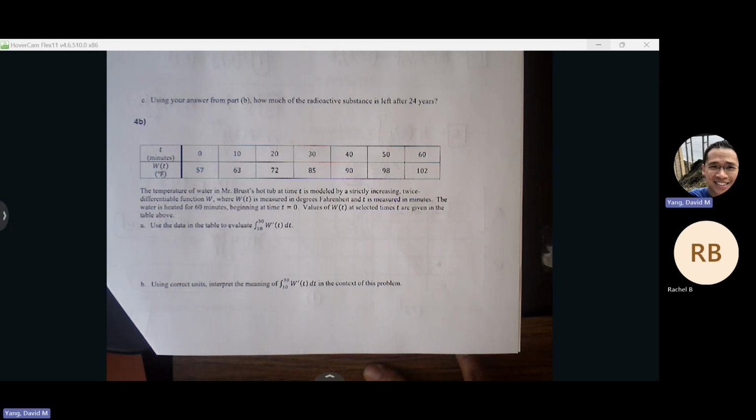Yeah, so this is not going to be a rate anymore, because R of T is in terms of grams per year, and you're multiplying by time. So the years cancel out, which leaves grams, so it's no longer going to be a rate.